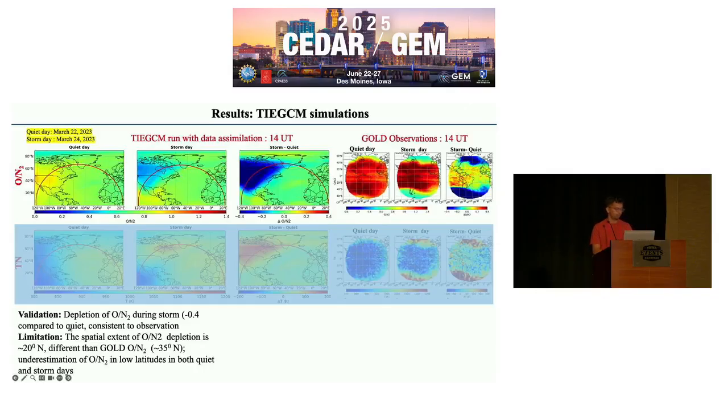And the first figure is for the O/N2. So we see that there is a depletion of O/N2 during the storm if we look from the observation, which is captured in the simulation result also. But the spatial extent of O/N2 depletion is around 20 degrees here, which is different from what we observed from GOLD.